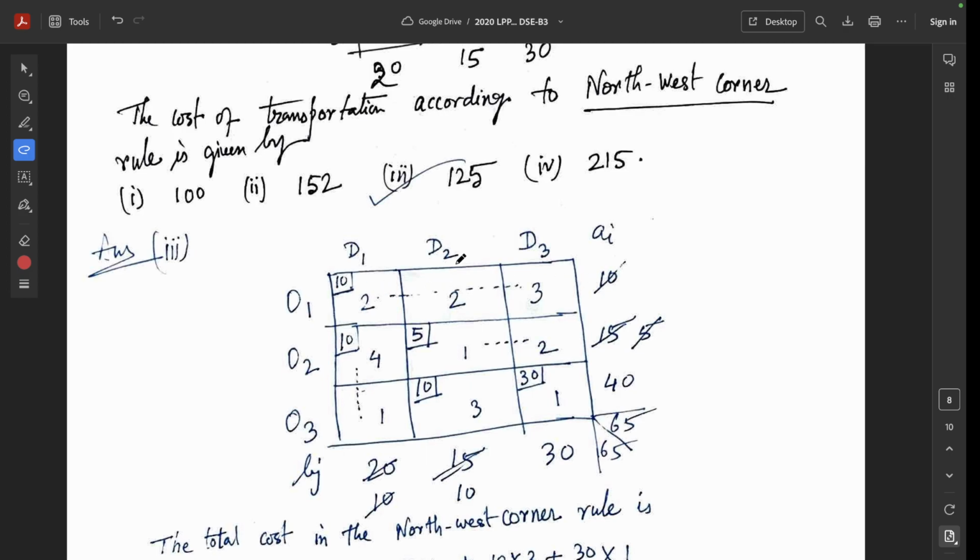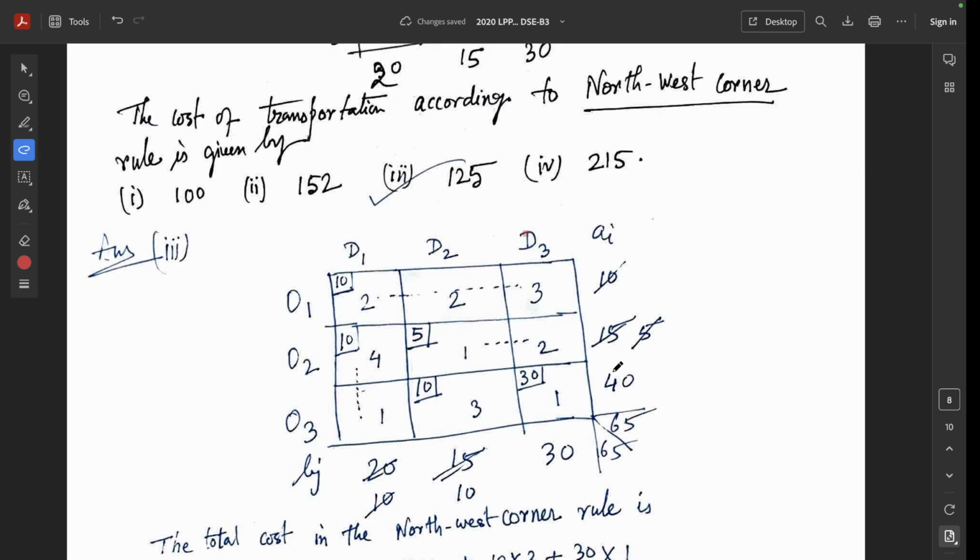So these are the origins and the destinations with the availability. The total availability for origin O1 is 10, and the demand for D1 is 20. The minimum value of 10 and 20 is 10. So we put 10 here and cross it out, and 20 minus 10 is 10. And we cross off row 1 because there is no availability left in origin O1.